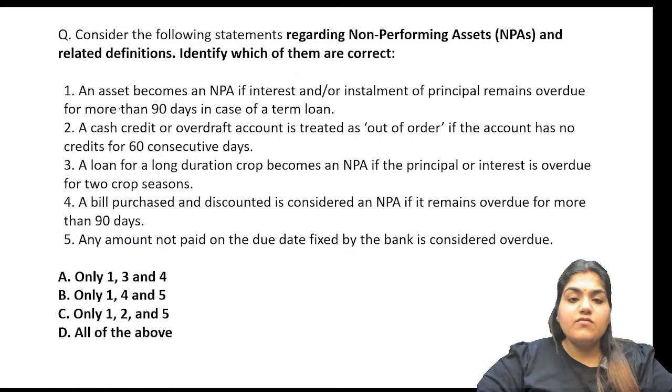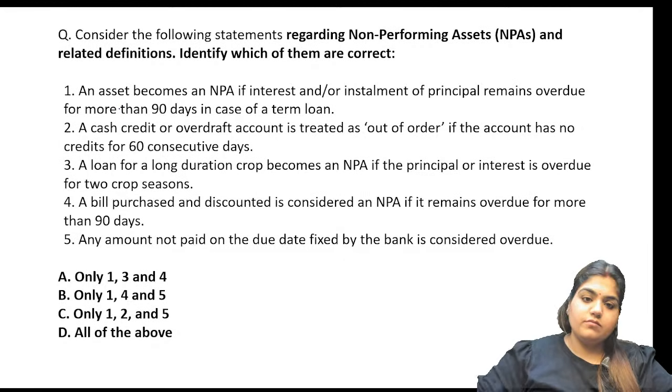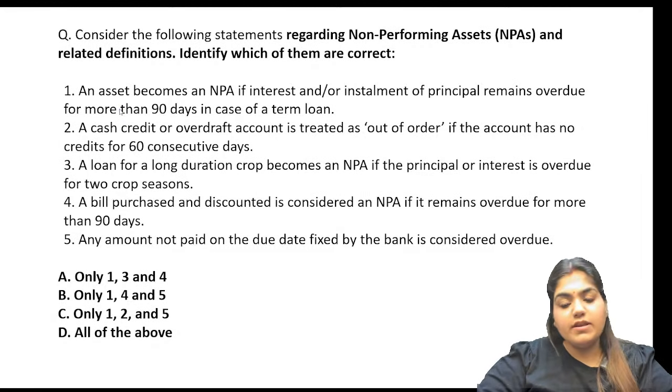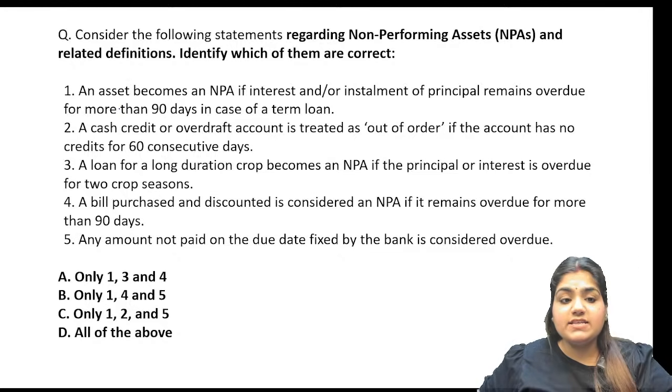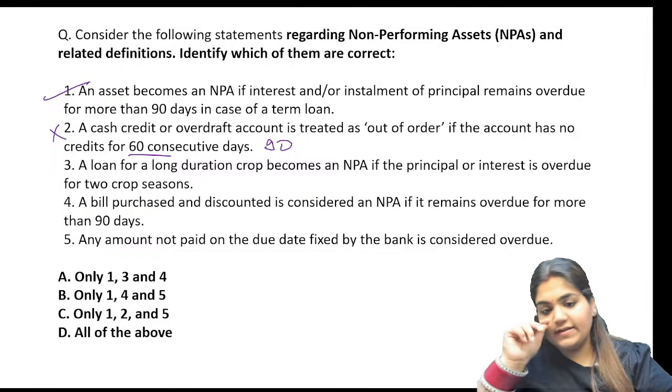Next, consider the following statements regarding NPA and related definitions. Which of them are correct? Statement number 1 is correct. Statement number 2 is not correct. Out of order status requires no credit for 90 days. It is written 60, it is actually 90 days. 1 is correct, 2 is incorrect. The moment 2 is incorrect, we eliminate C and D.